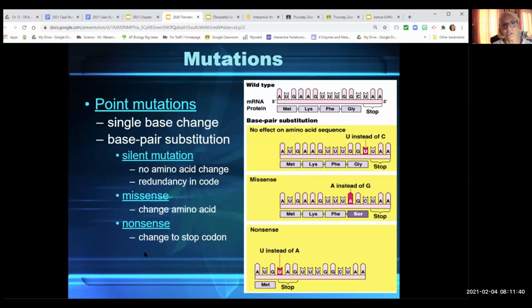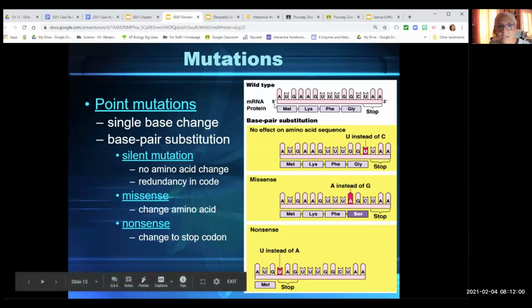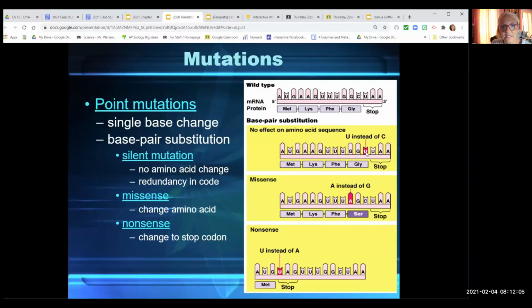So a silent mutation, and now that we're getting familiar with that decoder box, you can understand this a little bit better. A silent mutation still codes for the same amino acid. You saw 64 codons, only 20 amino acids, so many amino acids are coded for by more than one codon. So in this case, here's our original code. We're going to make a point mutation in this position, and you'll see them referred to by number. So 1, 2, 3, 4, 5, 6, 7, 8, 9, 10, 11, 12. This is in the 12th position.